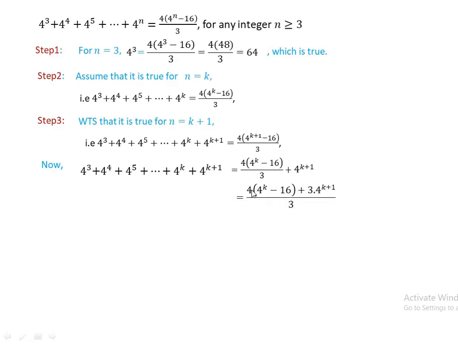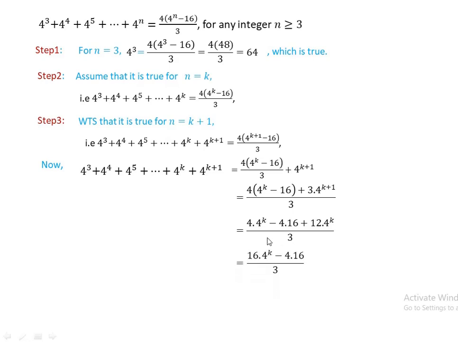Now here, this can be simplified as 4 times (4 to the power of k minus 16) plus 3 times 4 to the power of k plus 1, all over 3, by taking 3 as the LCM. Then this is simplified. Again, this is equal to 4 times 4 to the power of k minus 4 times 16 plus, and since 4 to the power of k plus 1 is 4 times 4 to the power of k, 3 times 4 is 12, then 12 times 4 to the power of k, the whole over 3.